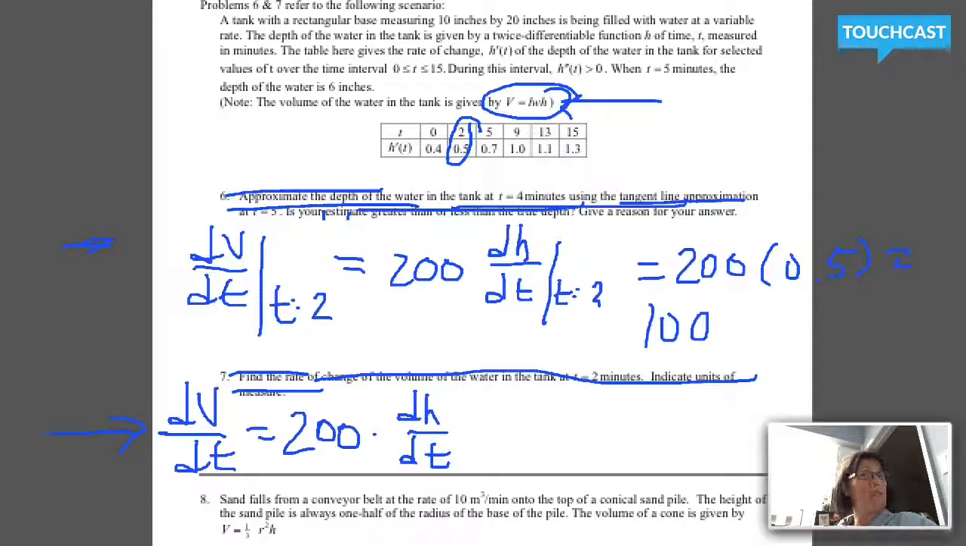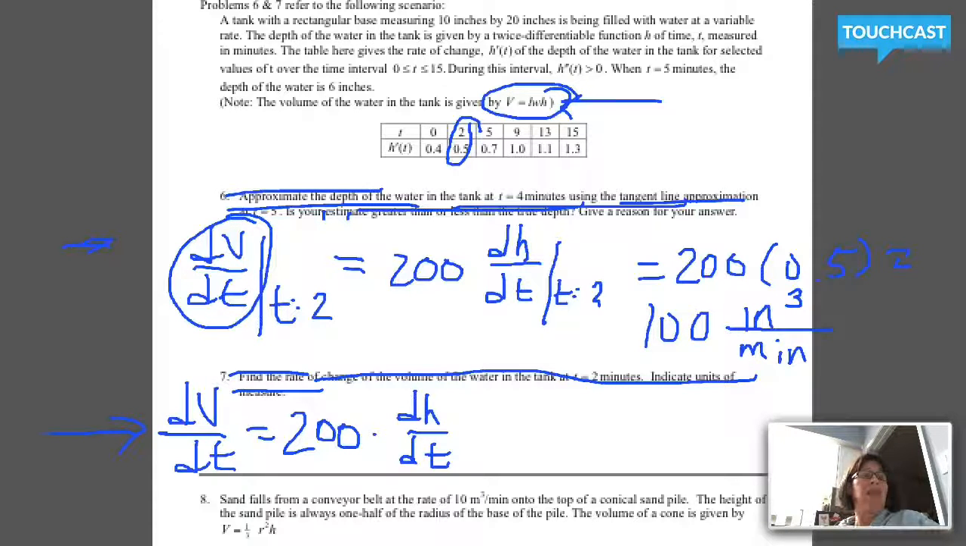I've been asked to give units with my answer. And there are two ways to get this answer. I can think about this value I've reported. I know it's the rate of change of volume with respect to time, and I can give units of volume divided by units of time. So volume units are inches cubed, in this case, divided by time units, in this case, what are they? Minutes.